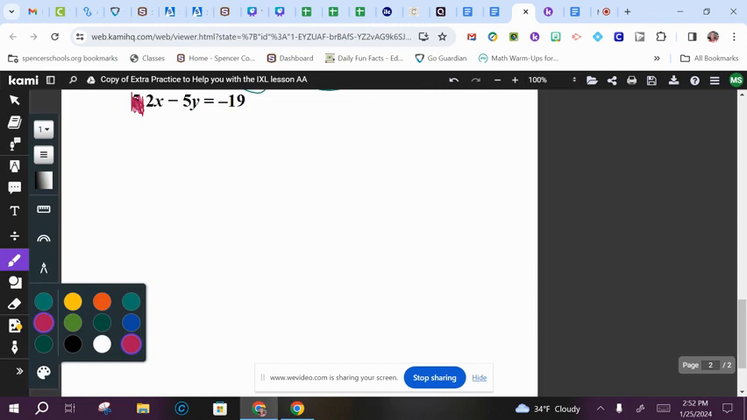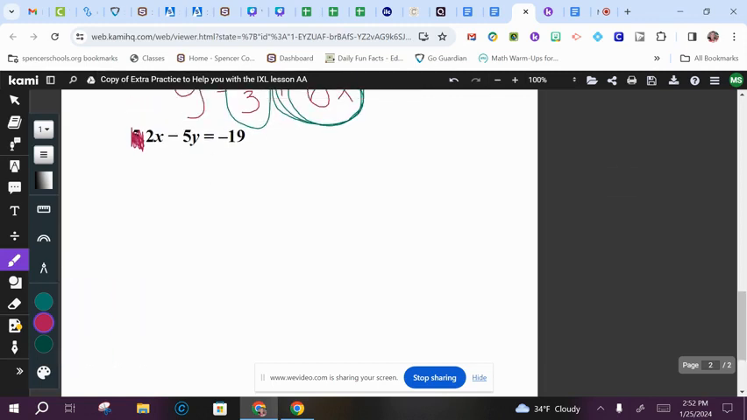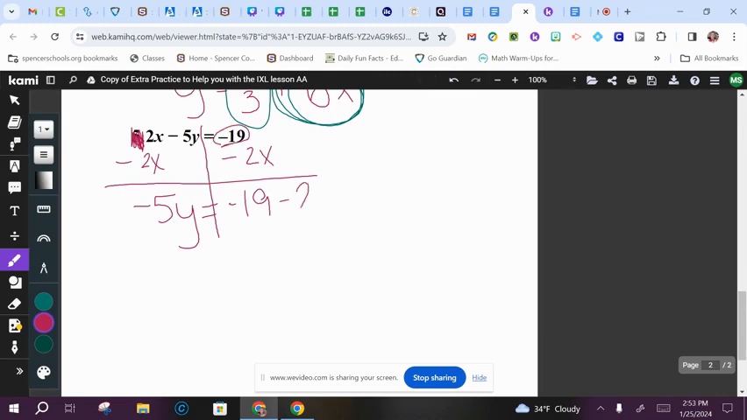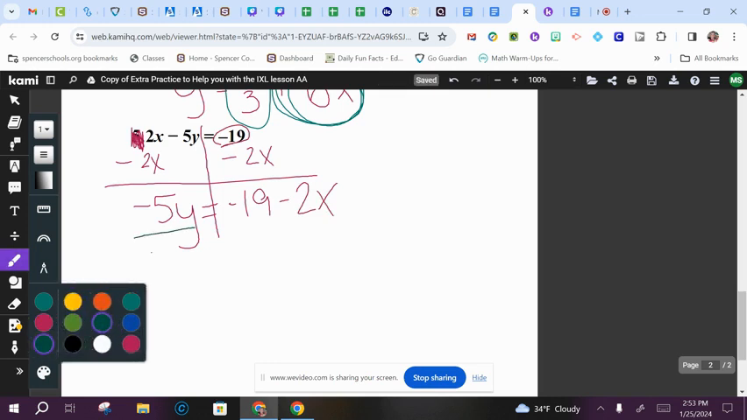So I'm going to get rid of that x term by taking away 2 x's. So that leaves me with negative 5y's equal negative 19. I'm just reading as I can see it here. So negative 19 minus 2x, and then divide by negative 5, because our next goal is to divide by the coefficient on the y.